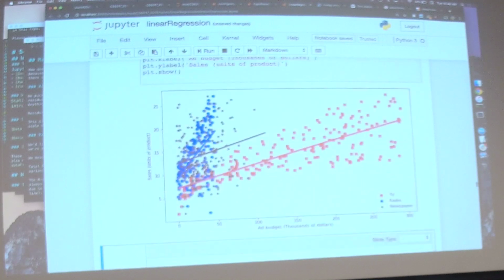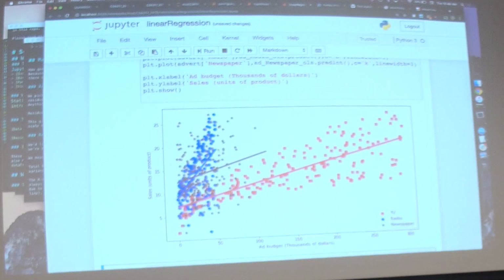So if we plot all these lines together, we see that the radio is steep, but again, it doesn't explain a lot of the variation because there's really a lot of spread here. The newspaper is pretty much useless. The TV explains a lot of the variation.